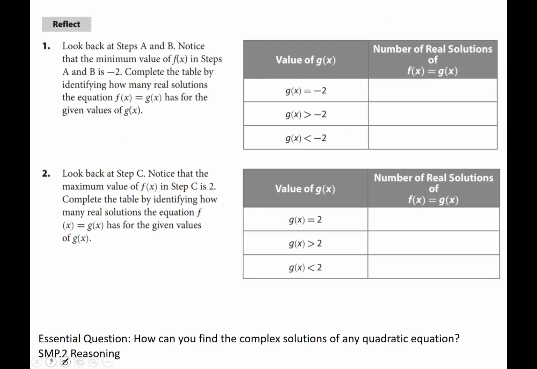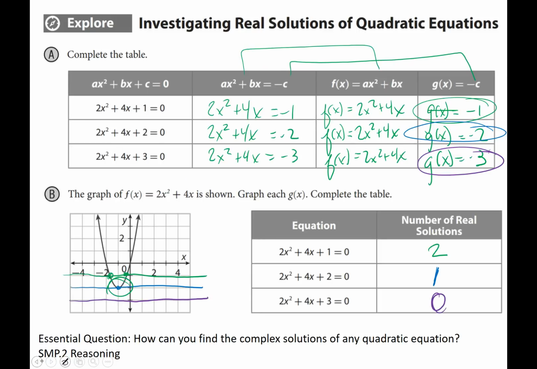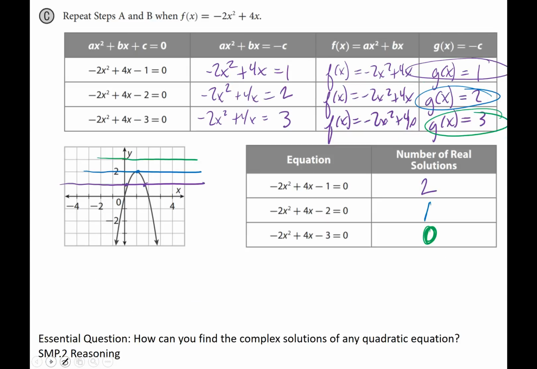So they're saying that the lowest y value on this graph is -2. Complete the table by identifying how many real solutions the equation f of x equals g of x has for the given values. So they want us to look right at -2. I'm sorry, I'm having to flip back and forth. Let me use a different color again. I'll use the red. So right at -2, it has one real solution.